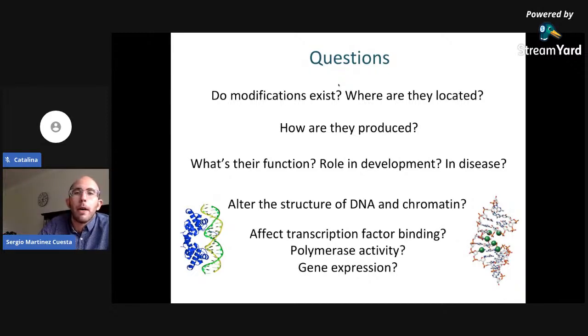Then, more from a structural point of view, we are interested in finding out whether they alter the structure of DNA and chromatin, and whether they affect the binding of transcription factors to promoters, or polymerase activity, or gene expression.